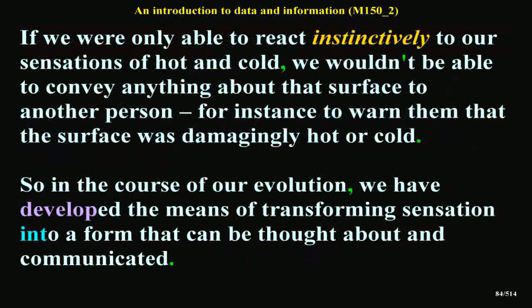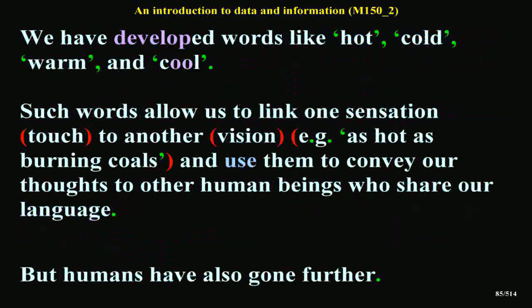If we were only able to react instinctively to our sensations of hot and cold, we wouldn't be able to convey anything about that surface to another person, for instance to warn them that the surface was damagingly hot or cold. So in the course of our evolution, we have developed the means of transforming sensation into a form that can be thought about and communicated. We have developed words like hot, cold, warm, and cool. Such words allow us to link one sensation, touch, to another, vision, e.g. as hot as burning coals, and use them to convey our thoughts to other human beings who share our language.